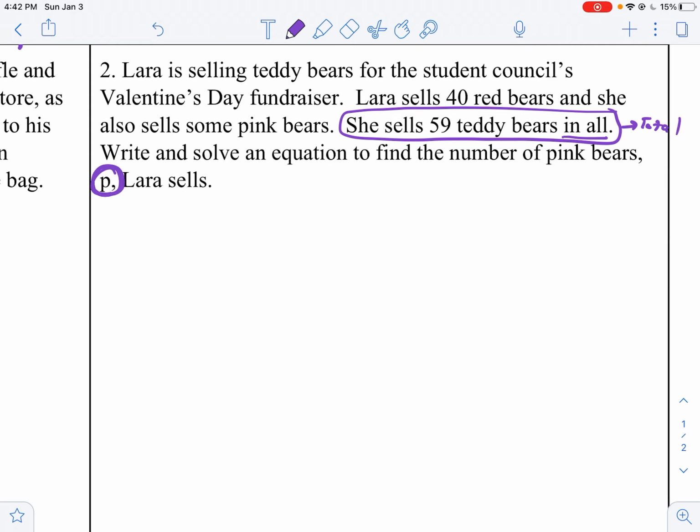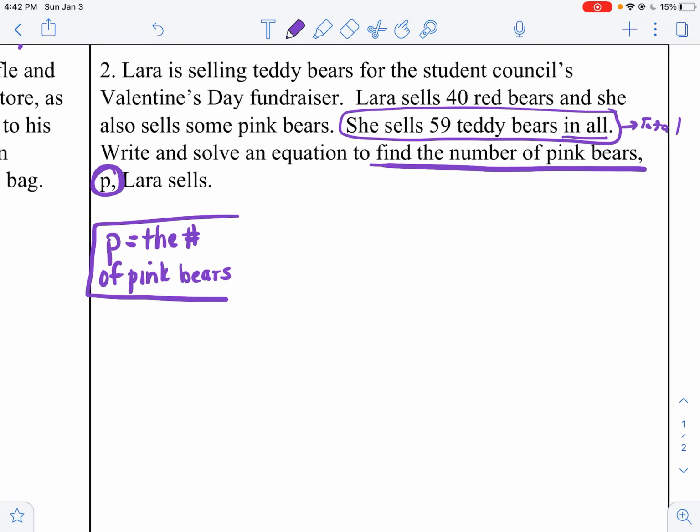They told us to use P for our variable. So P is standing for the number of pink bears, the amount of pink bears. And remember, this isn't the cost of them. This isn't how many had anything else. It's just the amount of pink bears. Okay, so we defined our variable.